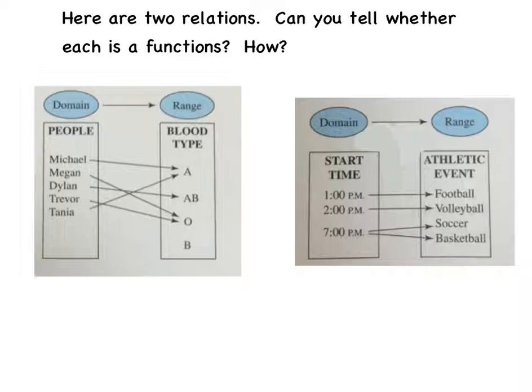The answer is that the first one is a function. That is because every element in the domain, the first set, is assigned to exactly one element in the second set. One arrow out of each element in the domain. Let's write that down.